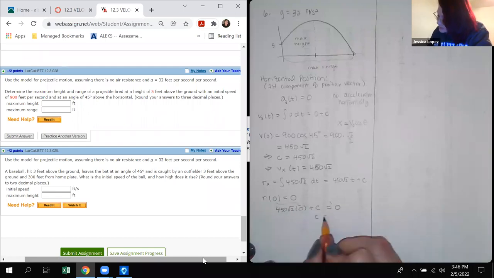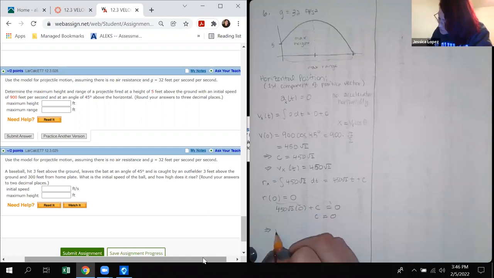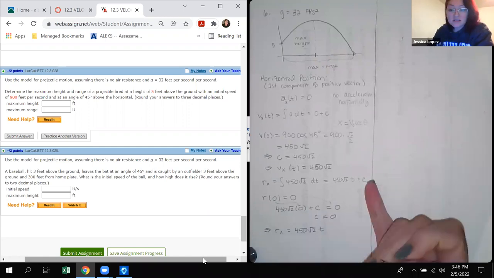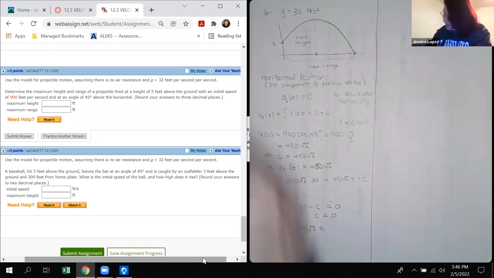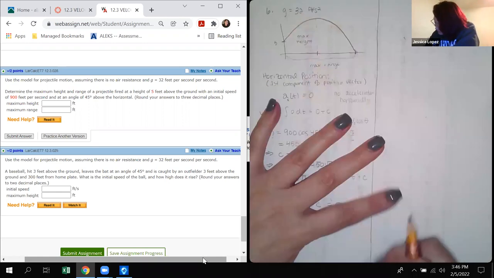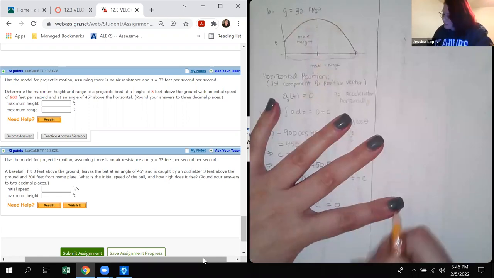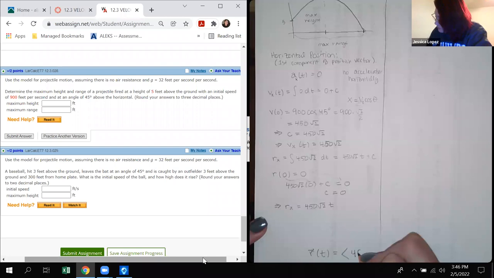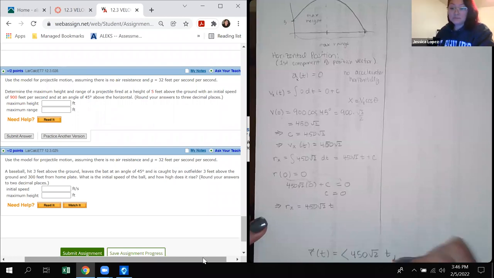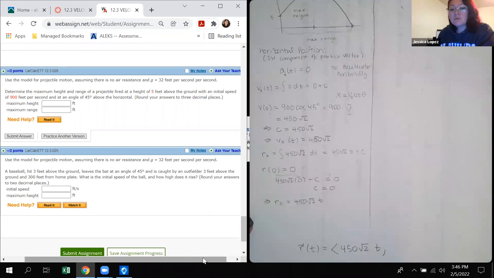So that tells me that z equals 0, which also tells me that rx is just 450 square root of 2 t with no constant because the constant is 0, okay? So this is fantastic. This is great. It at least helps me figure out a tiny bit. It helps me figure out that in my position vector, I know that the x component is 450 square root of 2 t. Okay, but I still need to figure out what's going on in the vertical position.